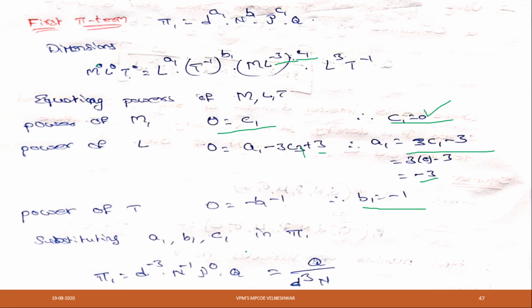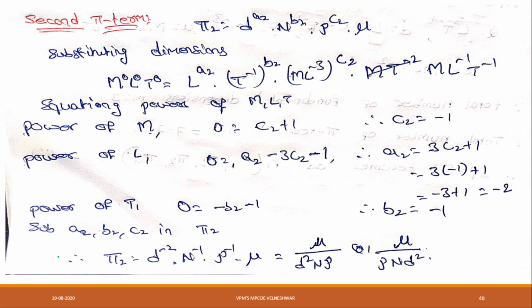Substitute the values of A1, B1, C1 in the pi value. That is pi 1 is equal to D to the power of minus 3 into N to the power of minus 1 into rho to the power of 0 into Q. What is the value of rho to the power of 0? 1. So the final equation is Q divided by D cube into N. Similarly, find out the value of the second pi term.